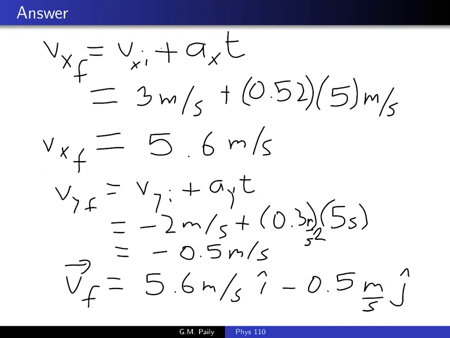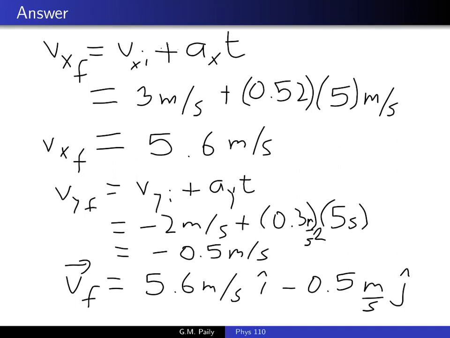From this, if we now want to find the magnitude of the velocity, that is the speed, we can simply square the x component, square the y component, add those, and then square root them. And that will give us the magnitude of the velocity, that is, it will give us the speed.